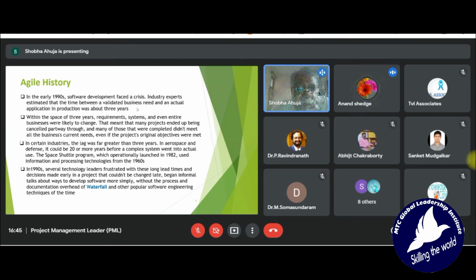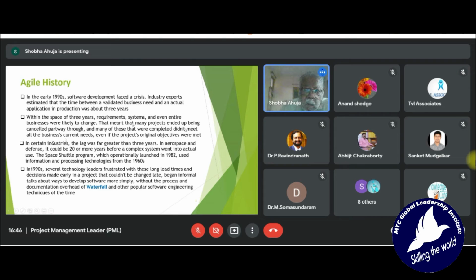The car industry had that awful ability that the software industry was looking at. So within the space of 3 years, requirements, systems, and even entire businesses were likely to change. So they asked, how do I reduce the time? How do I increase speed? Many projects ended up being cancelled partway through, and many of those that were completed didn't meet all the current business needs.